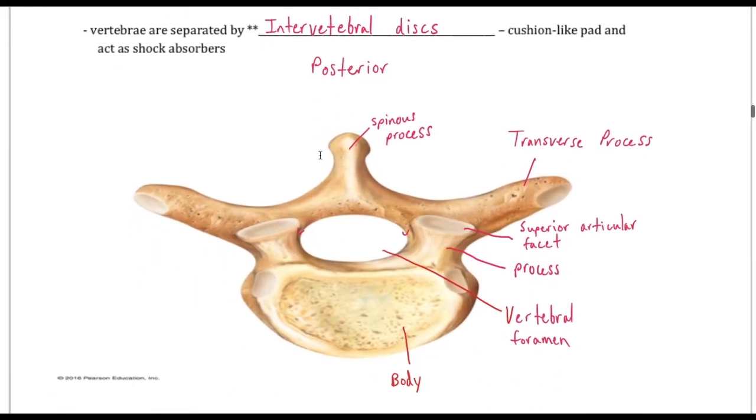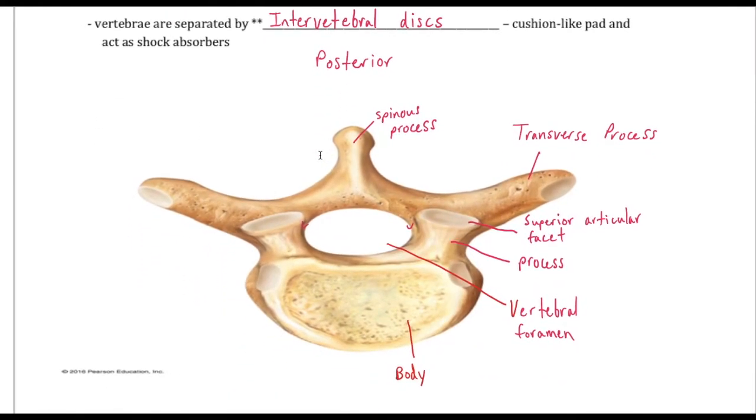So looking at a typical vertebral structure here, we have our spinous process, our transverse process, our superior articular facet or process here. We have our vertebral foramen, our body, our inferior is going to be below, and then here's our other transverse process, and we have our other superior articular facet process over here as well.